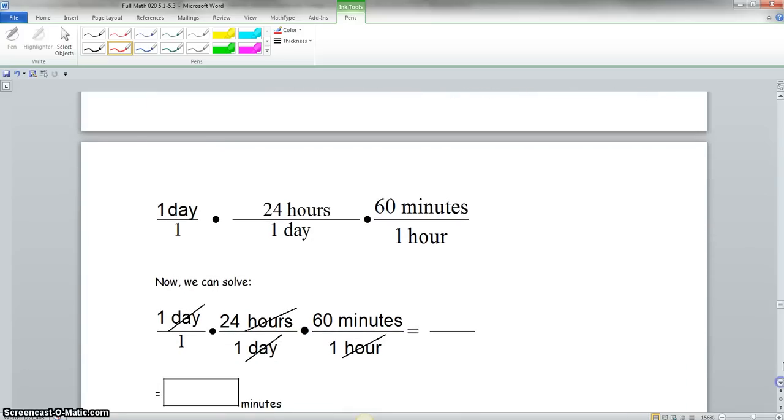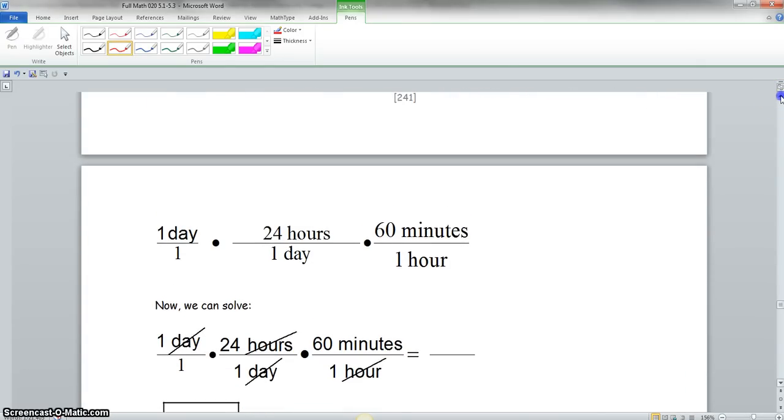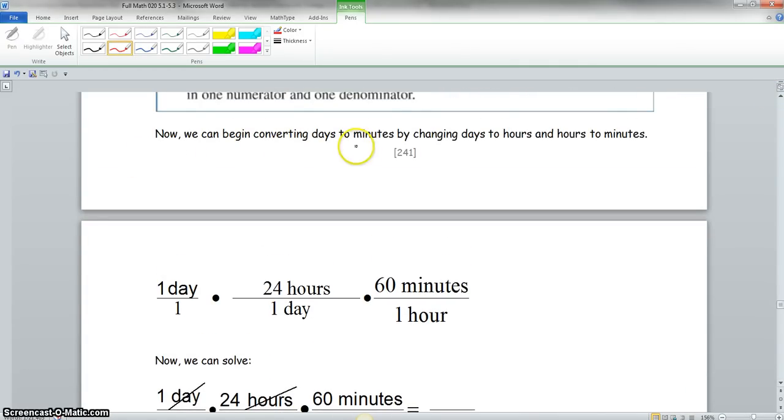So we scroll down here. Now, we do have this here. It says, now we can begin converting days to minutes by changing days to hours and hours to minutes. So we have 1 day over 1, multiplied by 24 hours in 1 day, and multiplied by 60 minutes in 1 hour. Now, whatever we're trying to solve for, we're trying to solve for minutes. So we need to get rid of days. So when we write days here, we make sure that it is in the denominator so they will simplify out. We do the same thing with hours to get to our minutes.